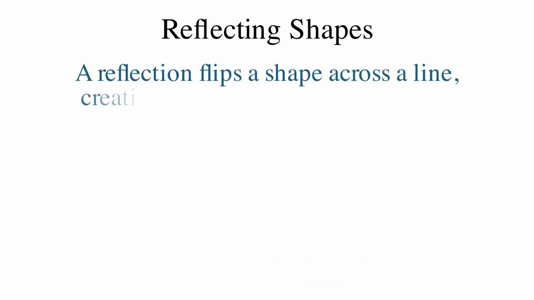Have you ever looked into a mirror? The image you see looks just like you, but flipped. In math, we can create mirror images too, by reflecting shapes on a coordinate plane. A reflection flips a shape across a line, creating a perfect mirror image.